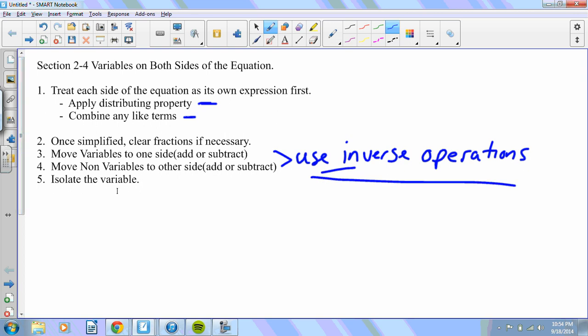And then finally, isolate the variable. If you clear fractions, your isolation will be done by dividing, because you'll have something times x, or whatever variable you're using, and then go from there. So those are your basic ideas. Make sure you add these into your notes so you have that to follow as you go through the problems. It's a good checklist to go through and take care of. All right, so let's jump right into the examples.